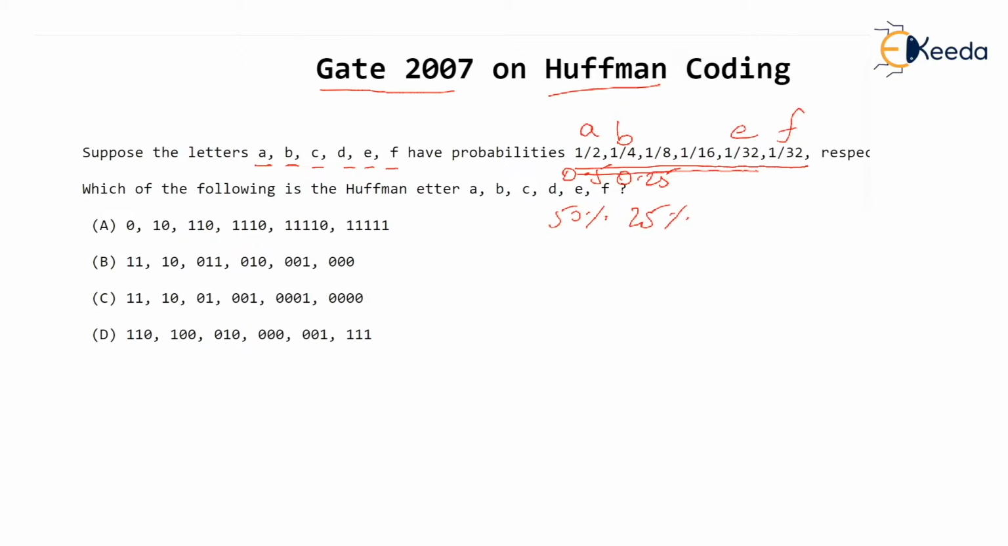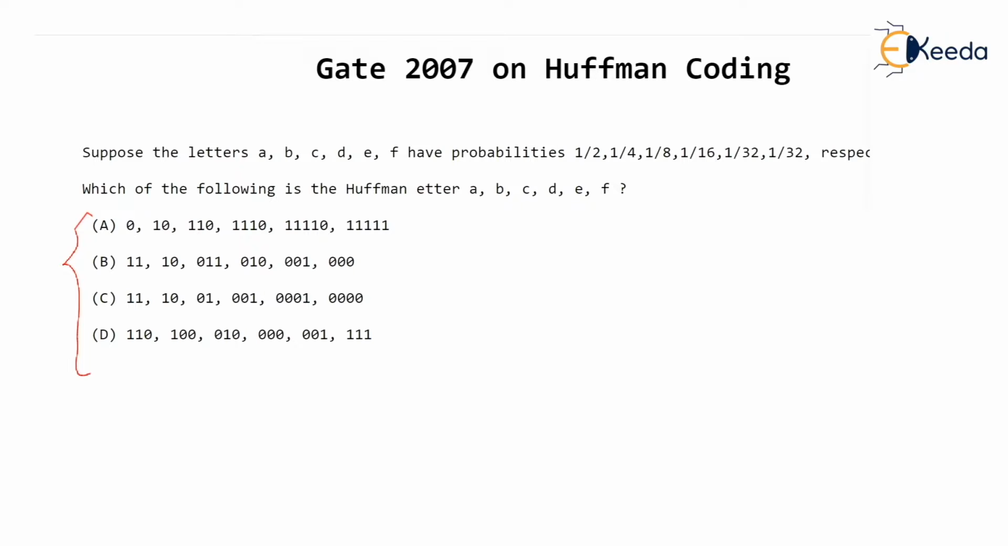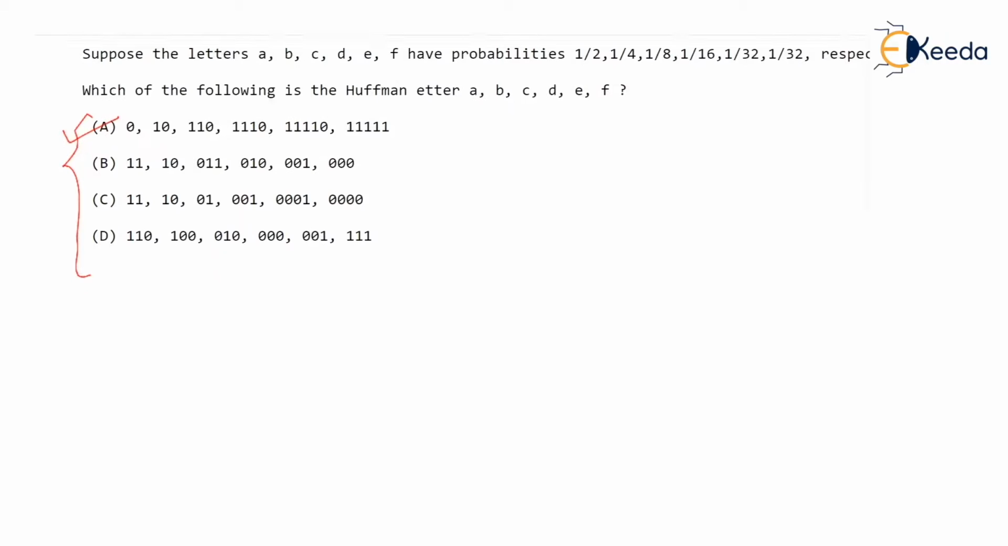So these probabilities have been given and they are asking which out of these options A, B, C, D are the correct Huffman codes for A, B, C, D, E, F. And I'll disclose the answer. A is the answer. Because when you build the Huffman tree, I'll better write the probabilities and build the Huffman tree. Just check. The probabilities given to us are 1 by 2, this is probability of A, 1 by 4, probability of B, 1 by 8, C, 1 by 16 is for D, 1 by 32 and 1 by 32, both is for E and F.